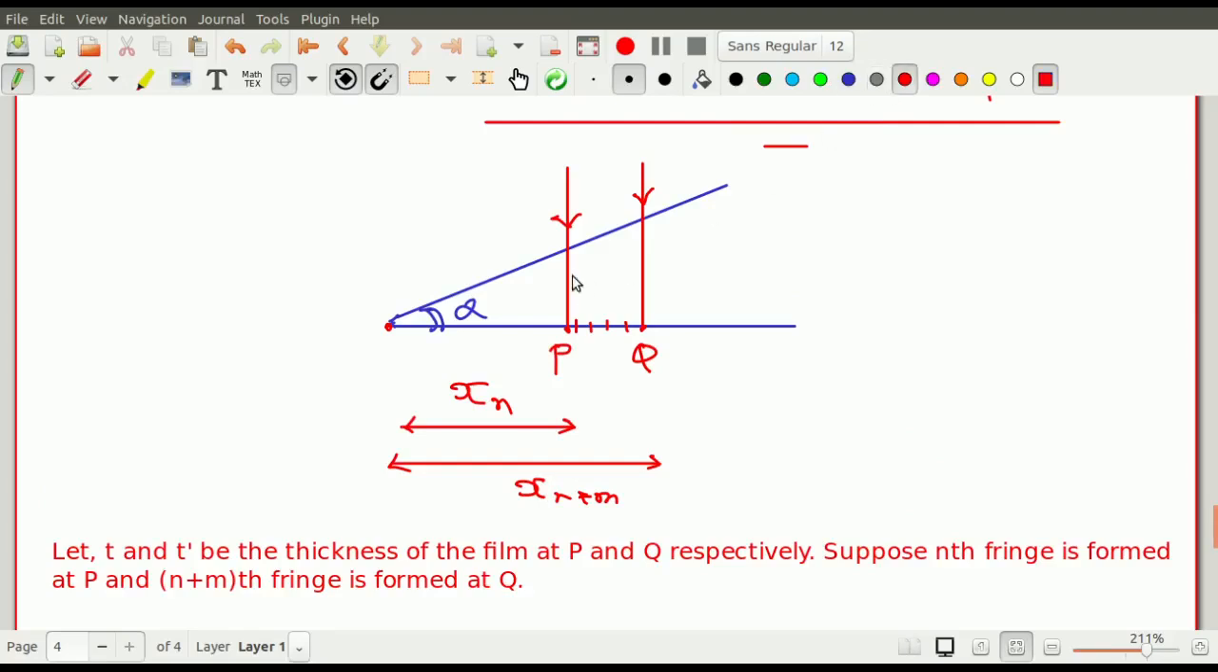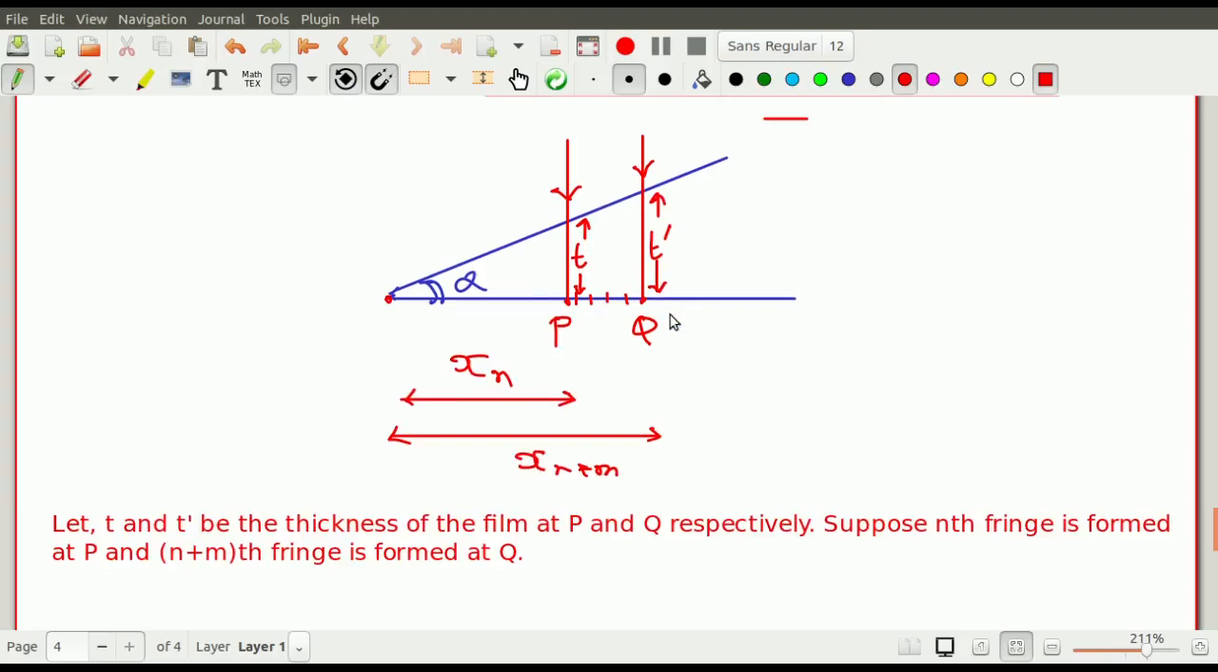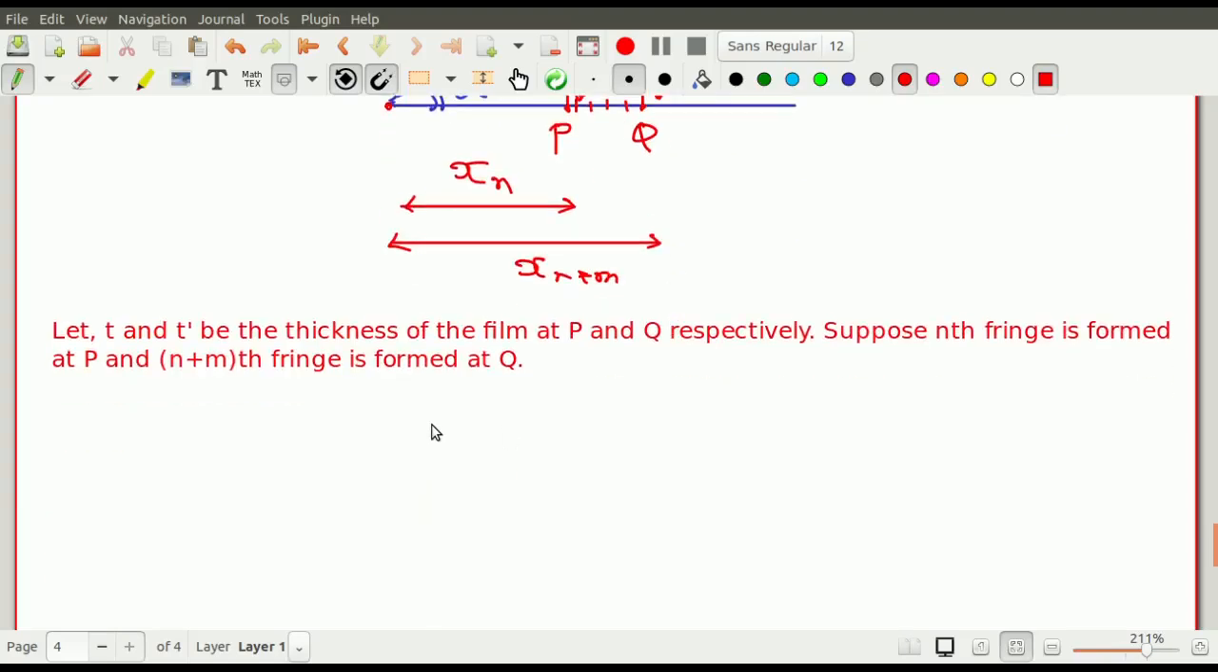This thickness you take it to be T, and this thickness you take to be T dash. That is what I actually mean to say over here, and that is the wedge shaped film. The thickness is varying over here. So what can I write from the figure?